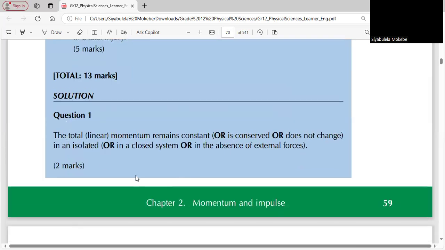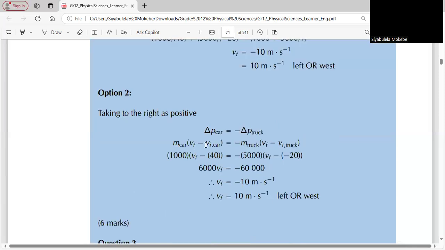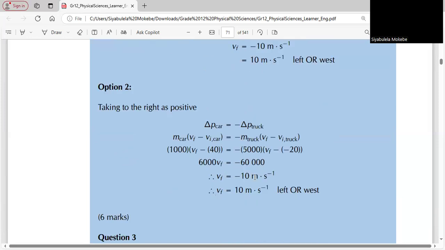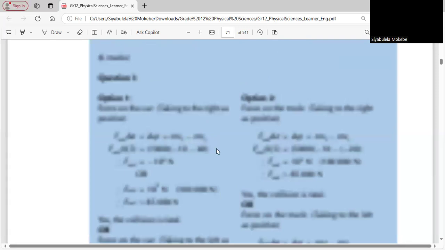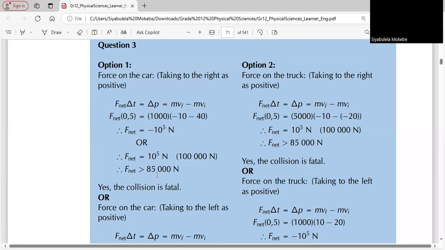Then taking to the right as positive, the change in momentum of the car is equal to the negative change in momentum of the truck. Then if you substitute, you should get that answer. Then question 3. So yes, the collision is going to be fatal. There are different ways of calculating that, but yeah, we won't go there.